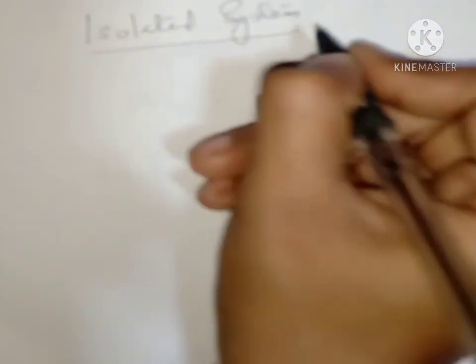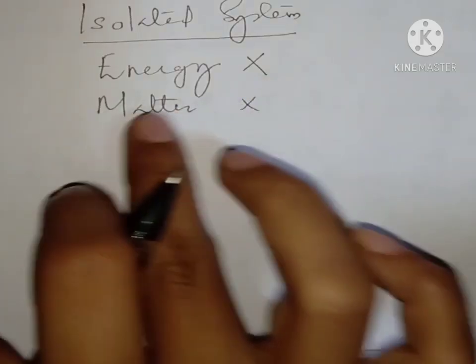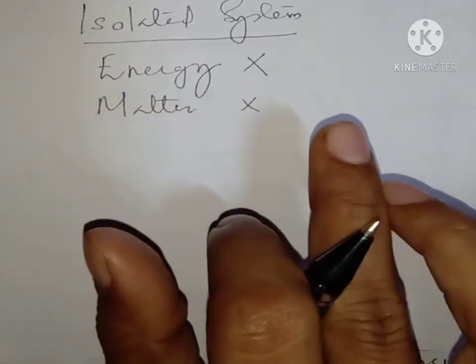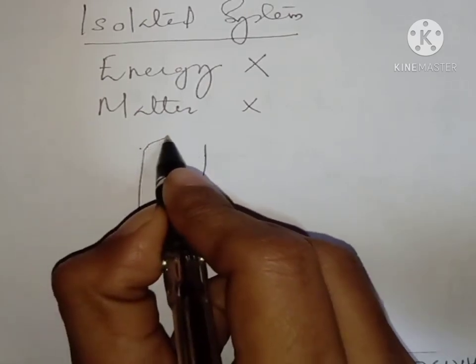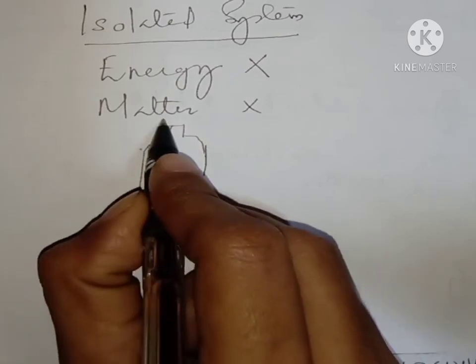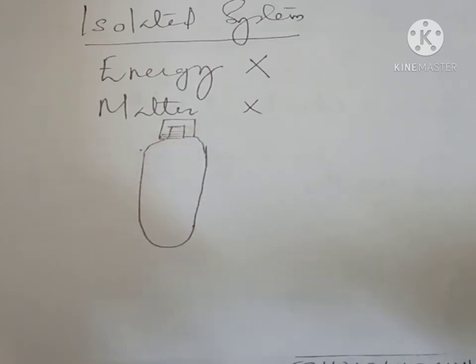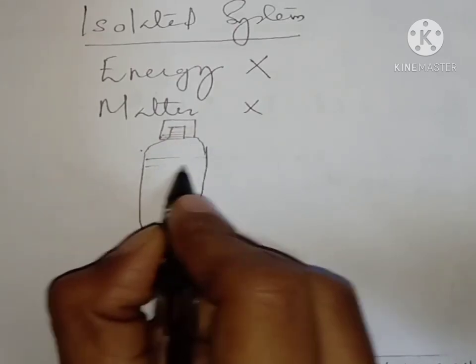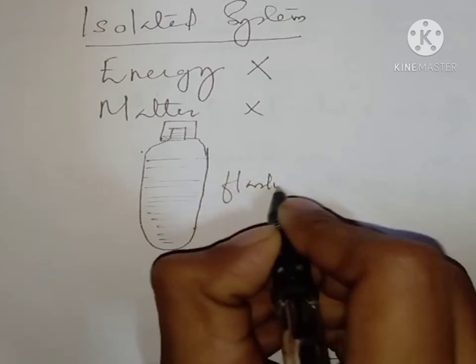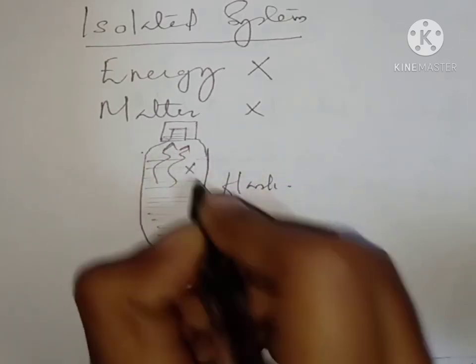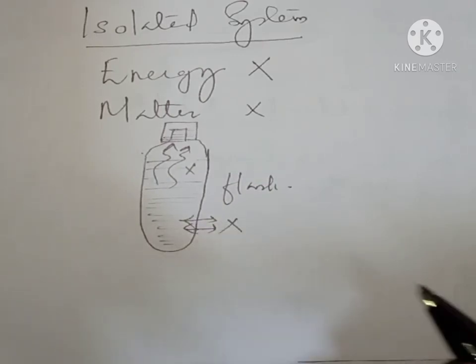Then the third one is isolated system. Isolated system means neither the exchange of energy nor the exchange of matter happens between the system and the surrounding. For example, if we take the hot tea in a flask, here neither the exchange of matter nor the exchange of heat energy occurs. That means it is an isolated system.